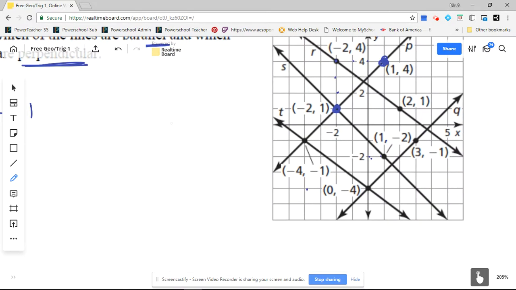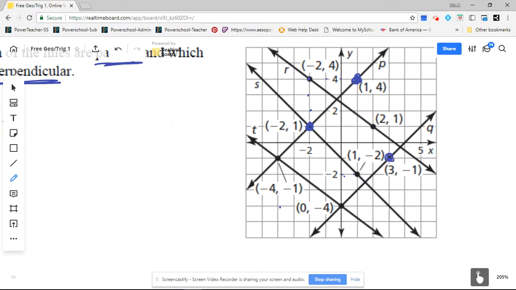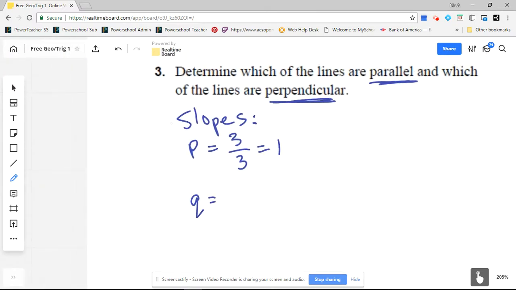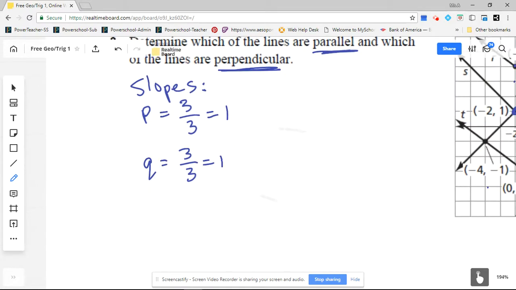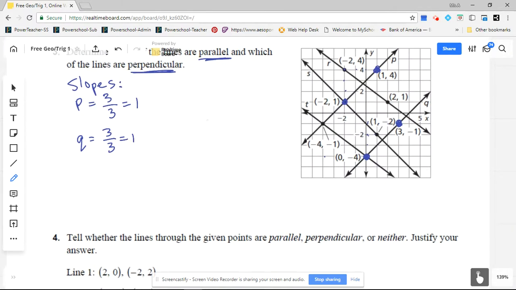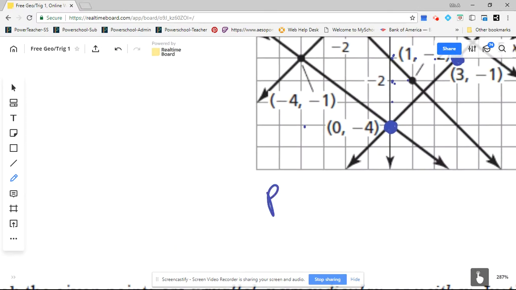We need 2 points on Q. So there's a point here, and there's a point down here on Q. 1, 2, 3 up. 1, 2, 3 right. So it also has a rise of 3 and a run of 3, which is also a slope of 1. So what does that tell me about lines P and Q? That they have the exact same slope. They're parallel. P is parallel to Q.